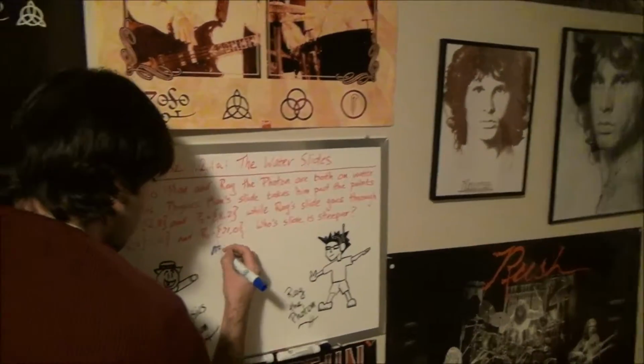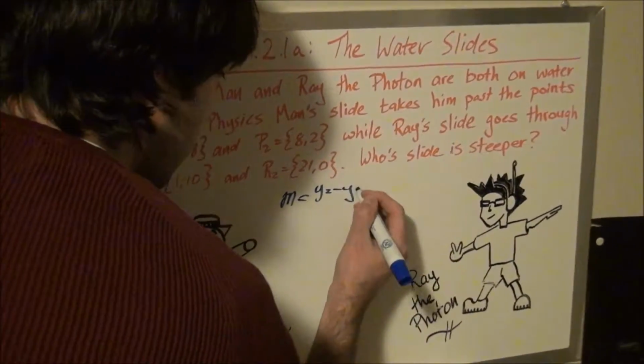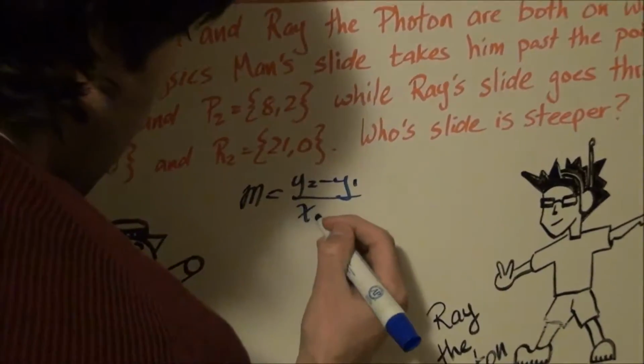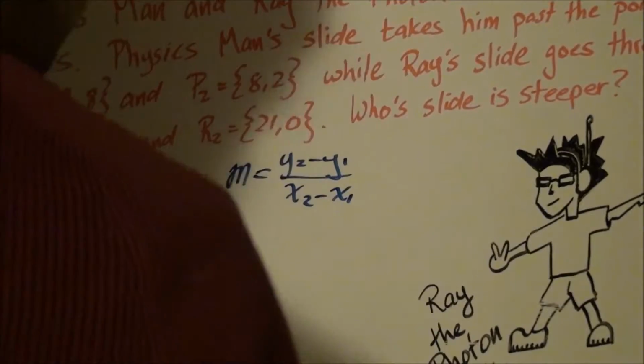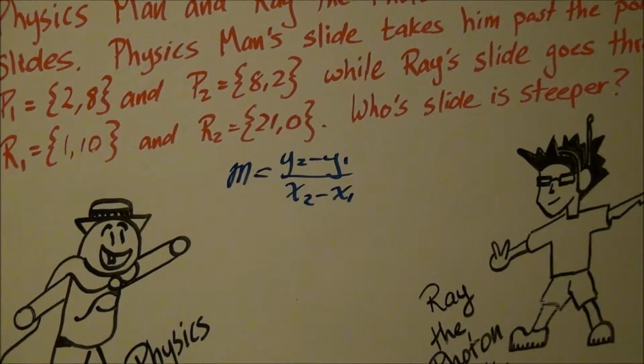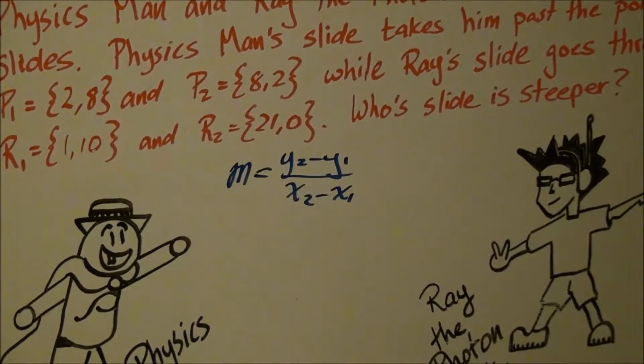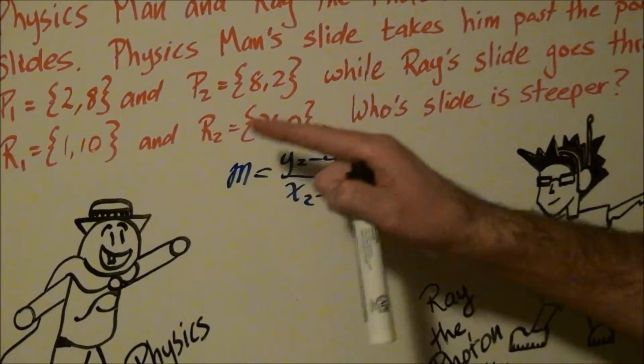We derived in an earlier tutorial that the slope is equal to the change in y over the change in x. For Physics Man, his change in y, well, since he starts at y equals 8 and ends up at y equals 2, his change in y should be 2 minus 8.